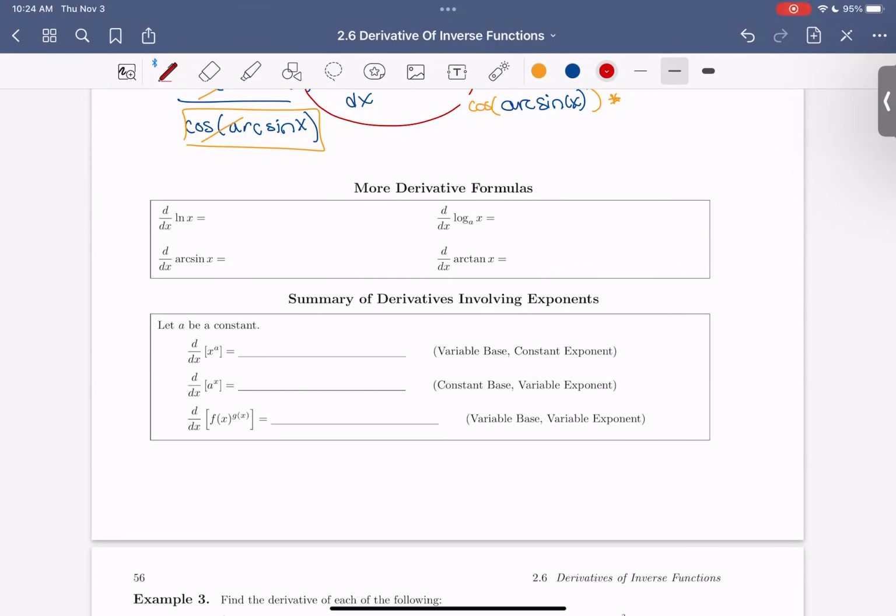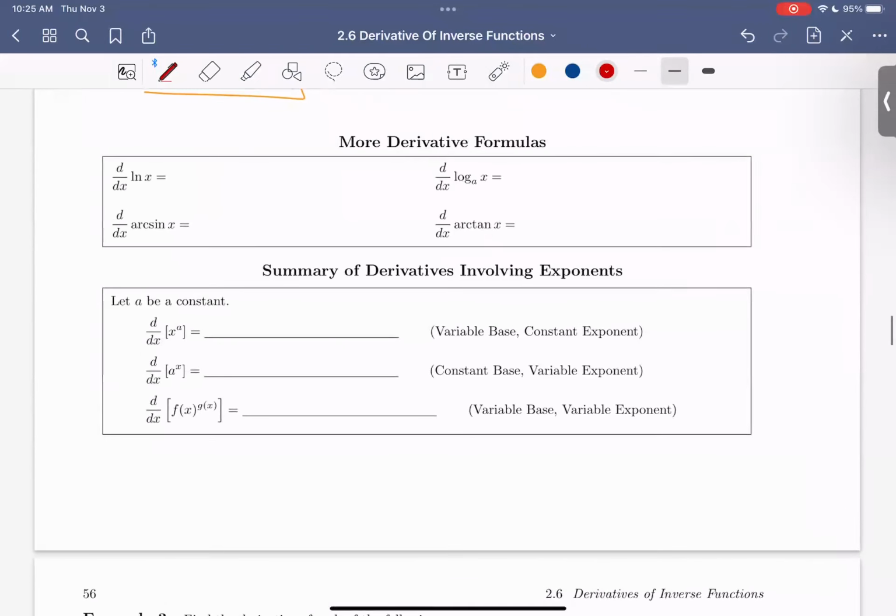So now we're going to fill in these two boxes with some more derivative formulas. Some of these we've already seen, and some of them we aren't going to derive together, but you can use the same techniques that you saw in examples 1 and 2 of this section to derive them on your own. All right, let's get started filling in here.